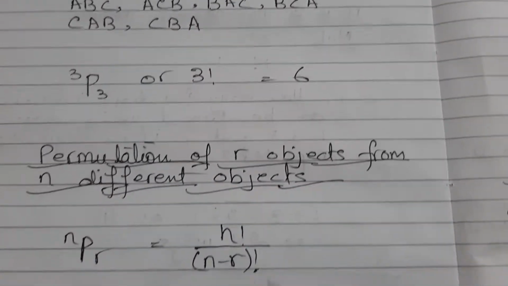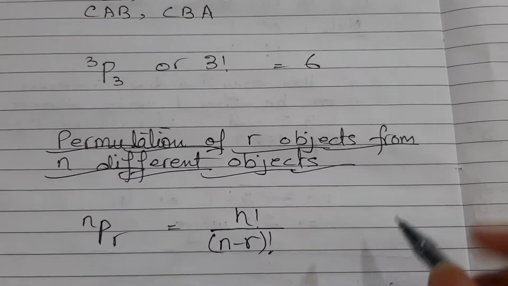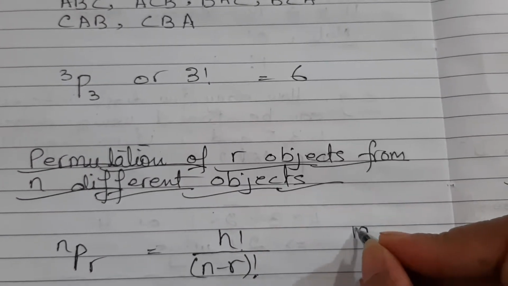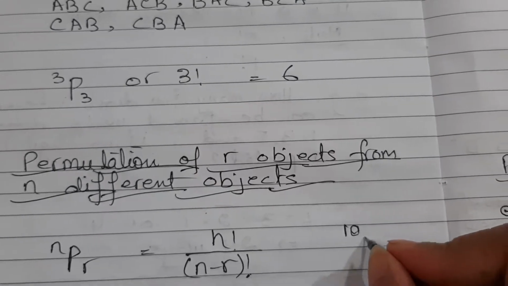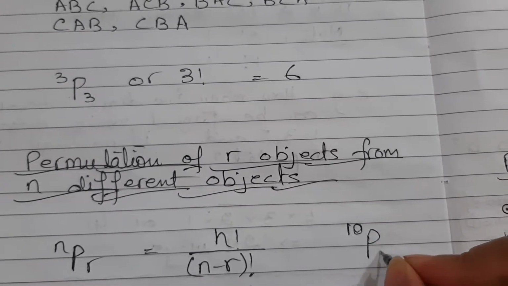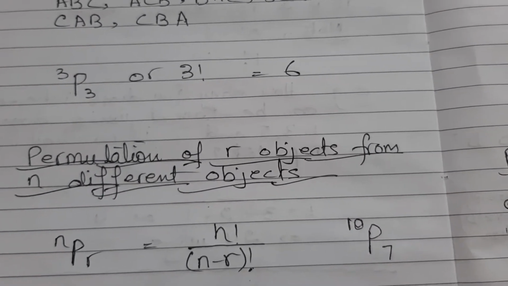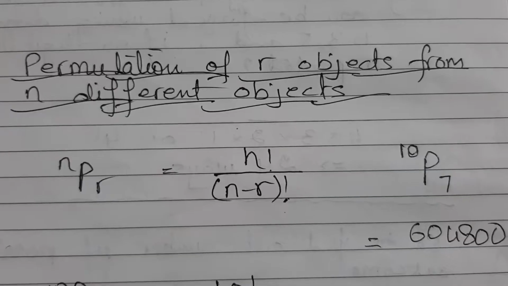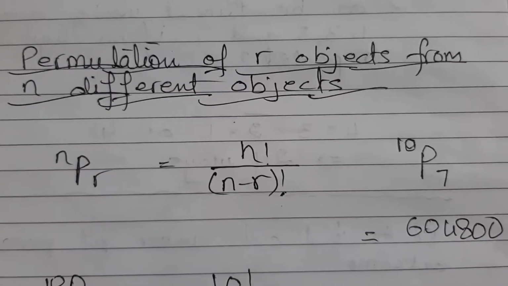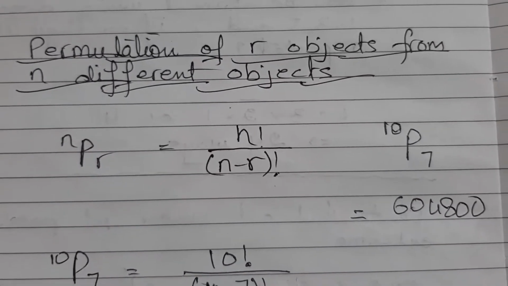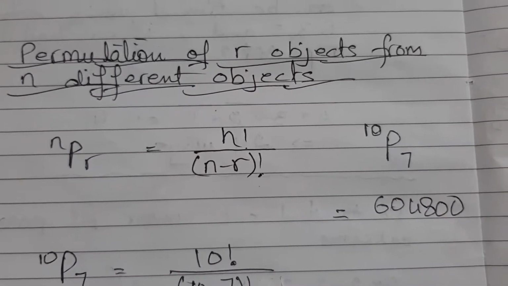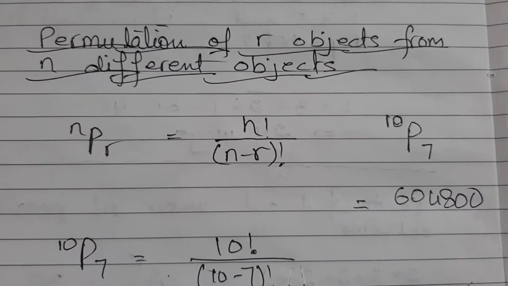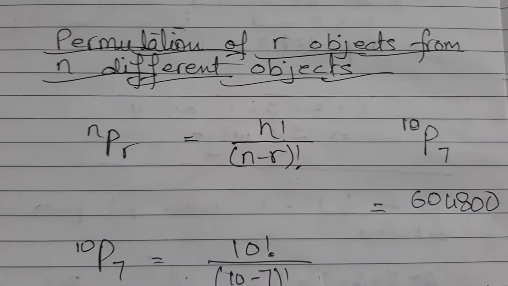Now for example, I gave you the example of 10 books and a shelf. I have 10 books, and I have to select, for example, 7 books to put in the shelf, right? If I put it in the calculator, what will be the answer? Let me check. Okay, so the answer is 604,800. So how do we do it without a calculator?